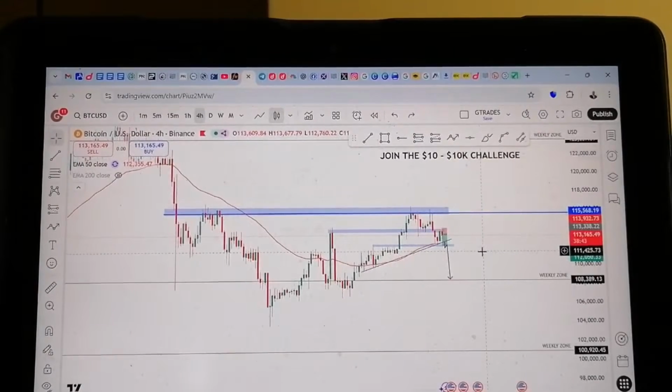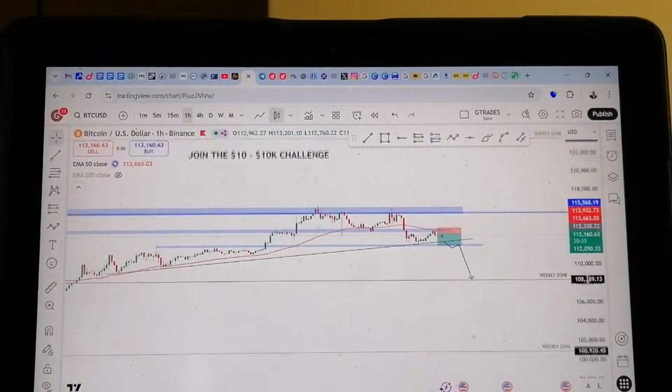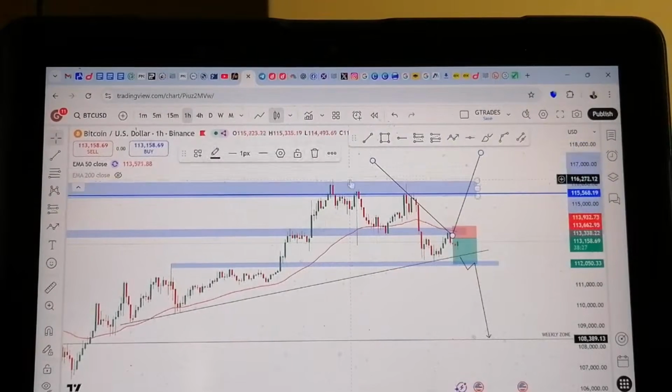So once I was able to identify all this, I just have to go to the lower time frame, which is the 15 minute time frame, to look for my entry. You can see this is the 1 hour time frame rather. So price broke this particular neckline, came back to retest it, and we enter for a sell here. And I took my sell on the 15 minute time frame.